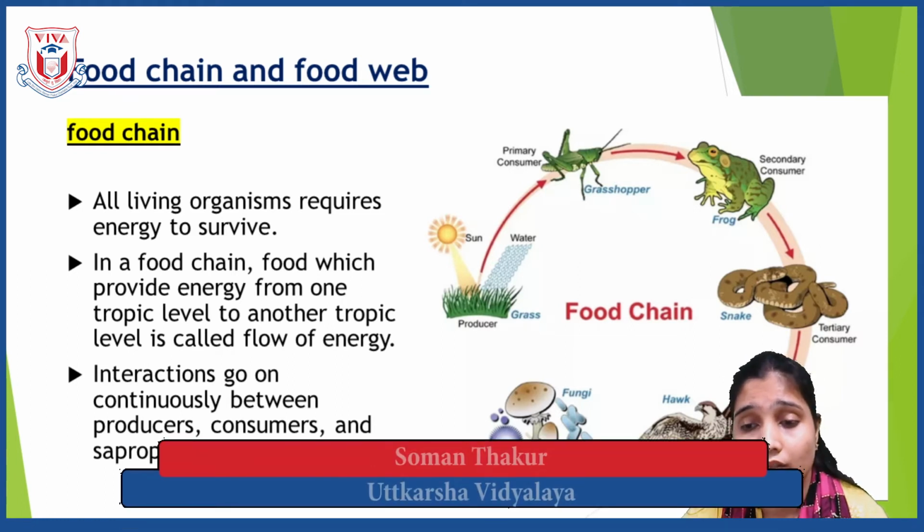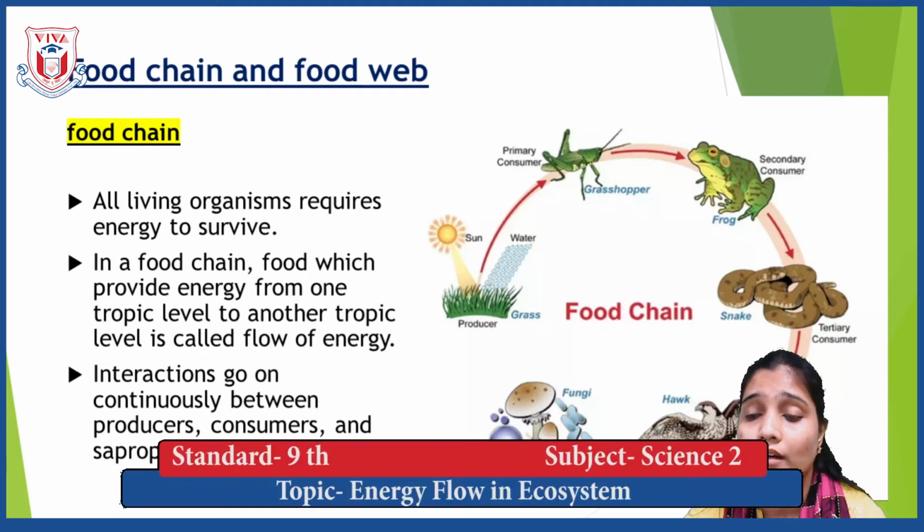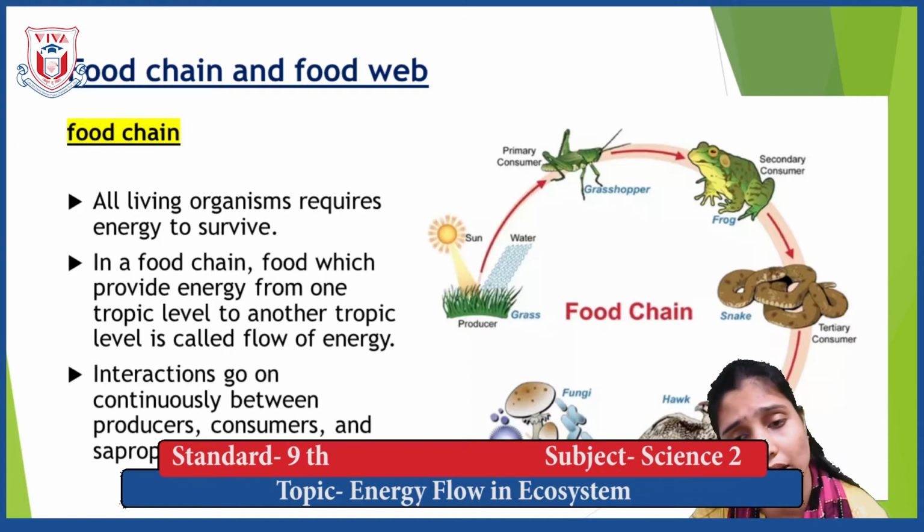Fungi and bacteria come under saprophytes because they are dependent on dead and decaying matter. So, grass produces its own food with the help of sunlight. So, grass is a producer and other animals, birds and insects are consumers and fungi is saprophyte. So, in a food chain, the transfer of energy from one trophic level to another trophic level is called flow of energy.